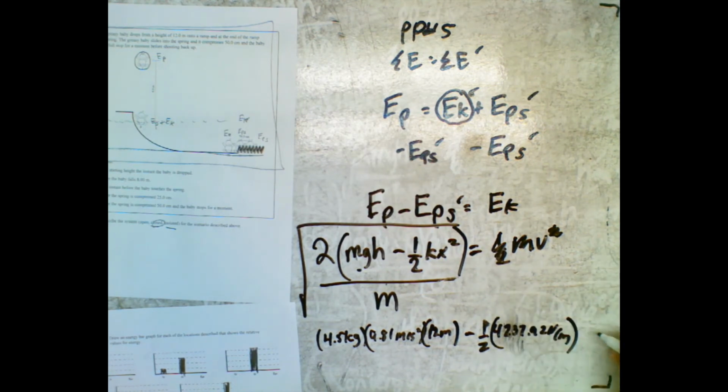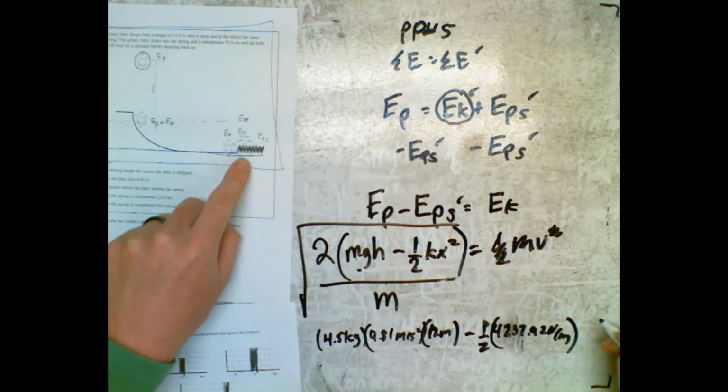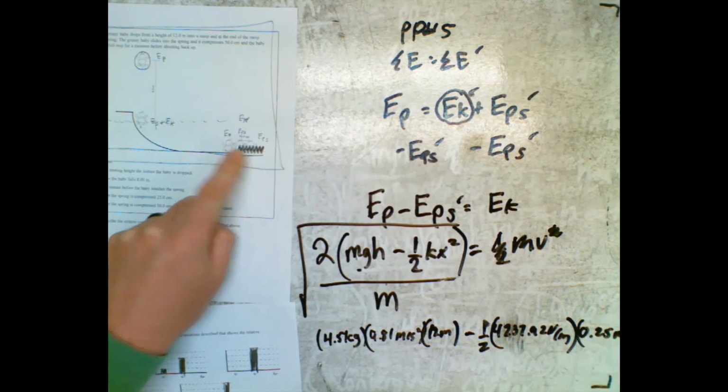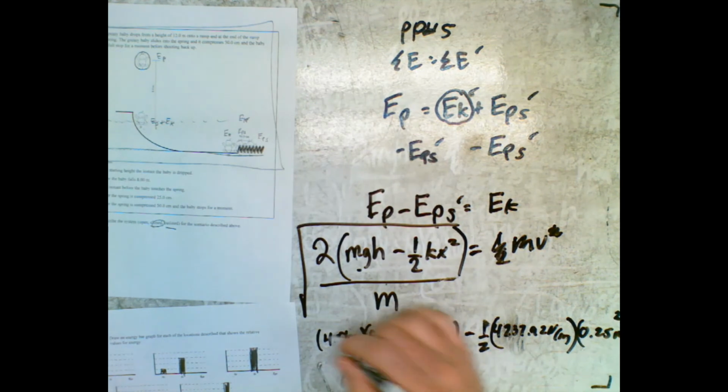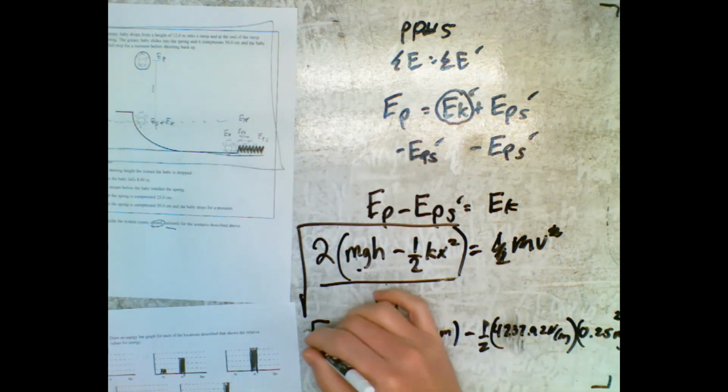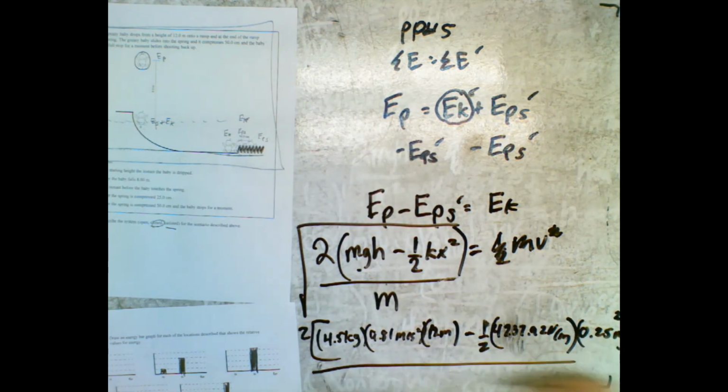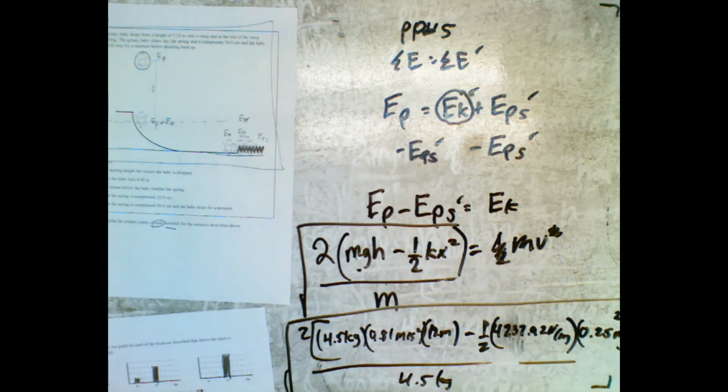And then at location 4, it's only compressed 0.25 meters. Sorry, that might be off screen. Yeah, it's a little bit off screen. So you want to make sure that you square it. I squared it. There it is right there. And then we want to take this whole thing and times it by 2 and divide it by 4.5 kilograms and square root it. Okay, so I'm going to plug that into my calculator here so you can see it a little bit better.